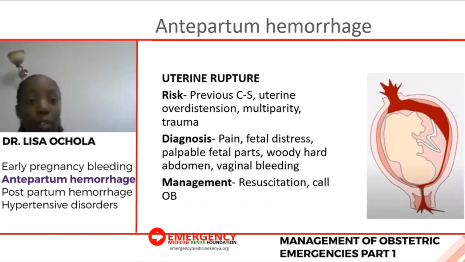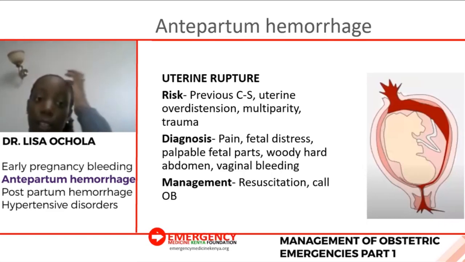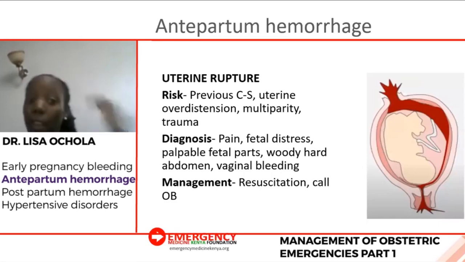So we have uterine rupture, which is basically rupture of the uterus. The risks are usually if they've had a previous cesarean section, uterine overdistension, or trauma. In such cases, again, it's a very big emergency, and it is painful. So when you examine the mother, there are palpable fetal parts. You'll find a woody hard abdomen as well. And then of course, signs and symptoms of hypovolemia.